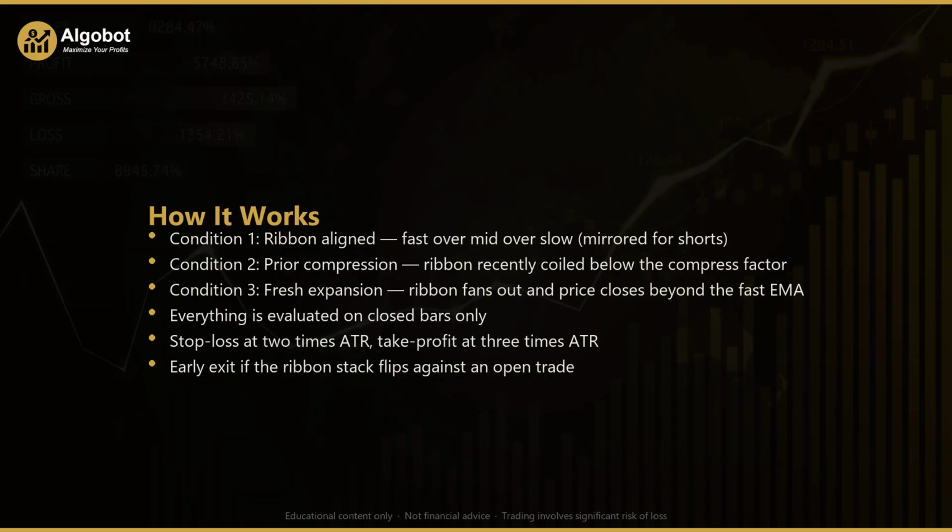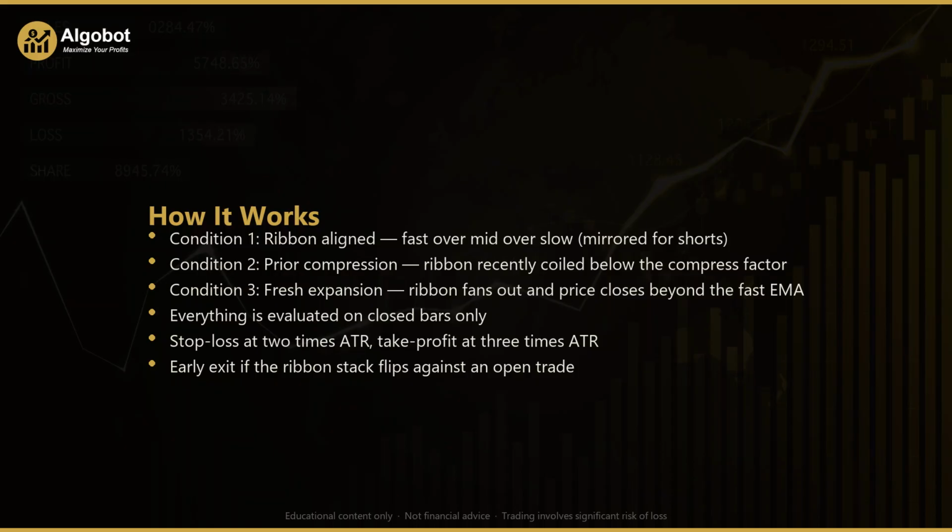The first condition is ribbon alignment. For a long setup, the fast average must be above the mid-average, and the mid-average must be above the slow average, a clean, stacked, upward order. For a short setup, that order is simply mirrored, fast below mid and mid below slow.